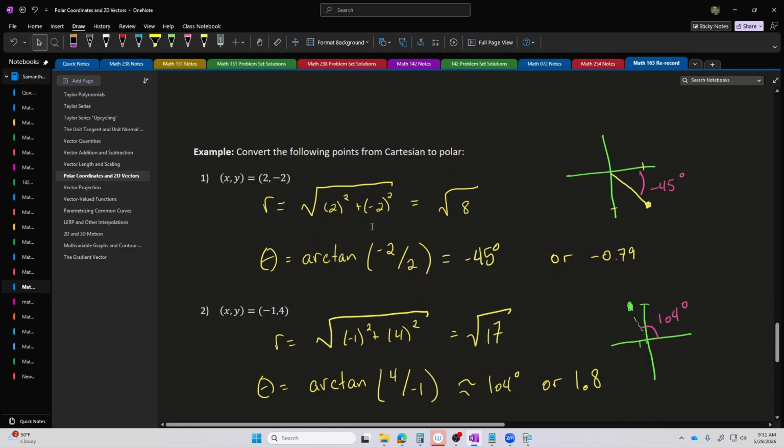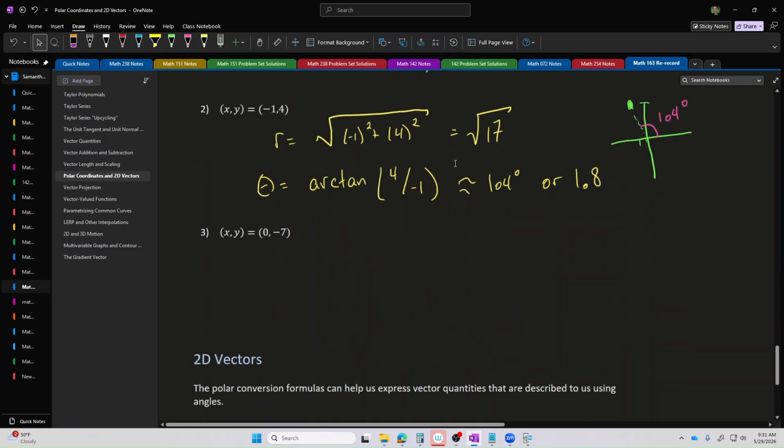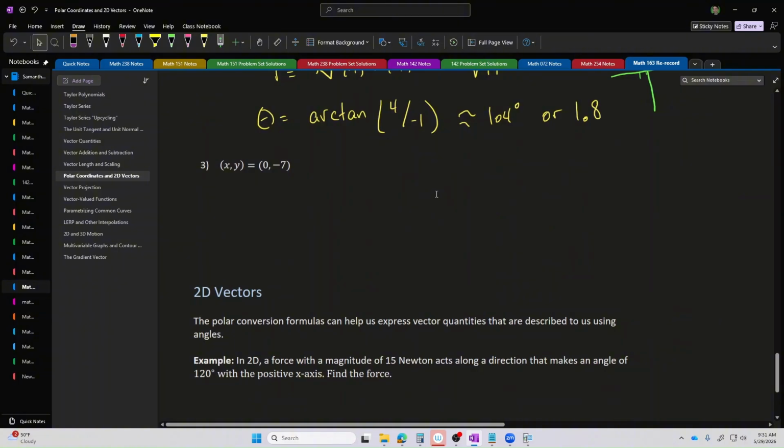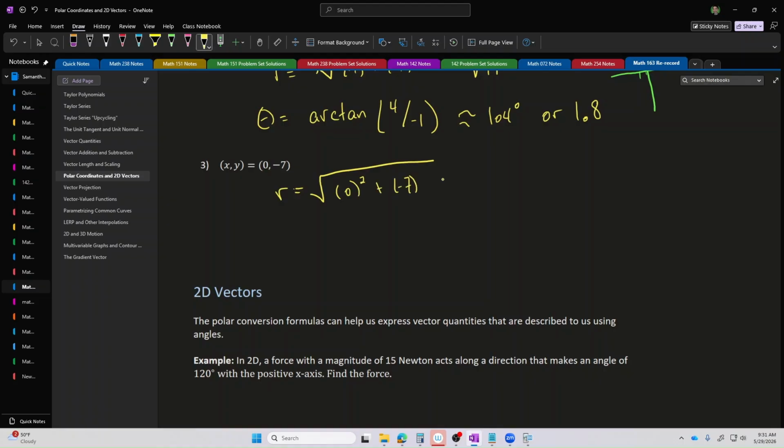Finally, let's go ahead and convert the point (x, y) = (0, -7) to the polar coordinate system. The r value is equal in this case to the square root of 0^2 + (-7)^2. So that would simplify just to 7. But what about the value of theta?